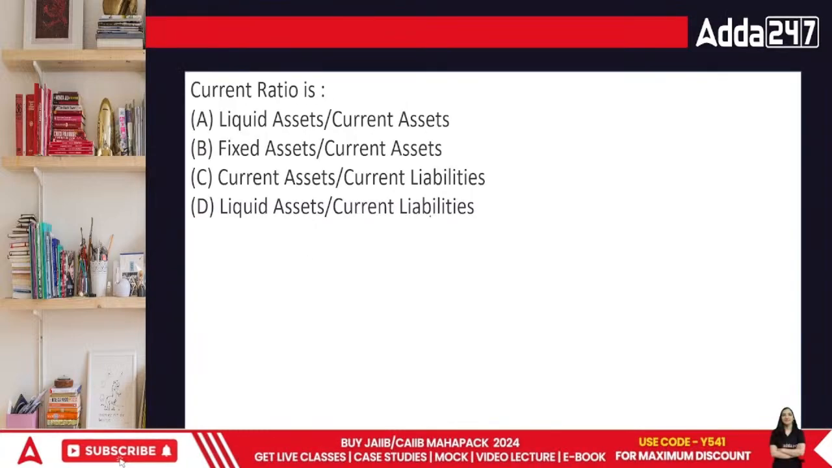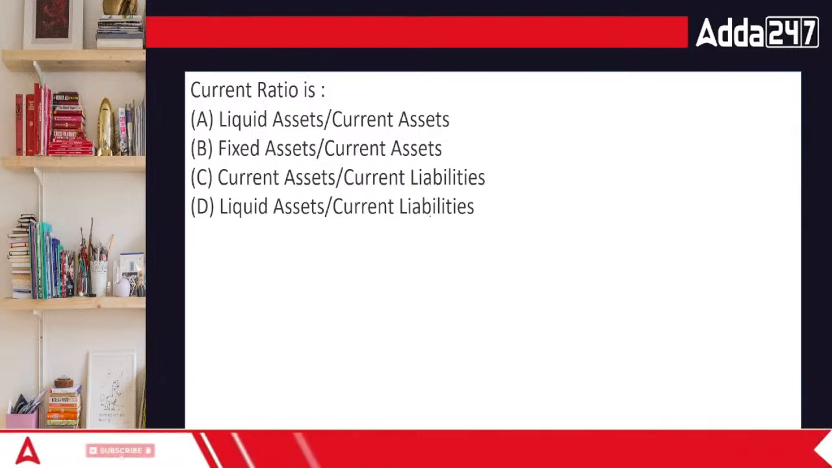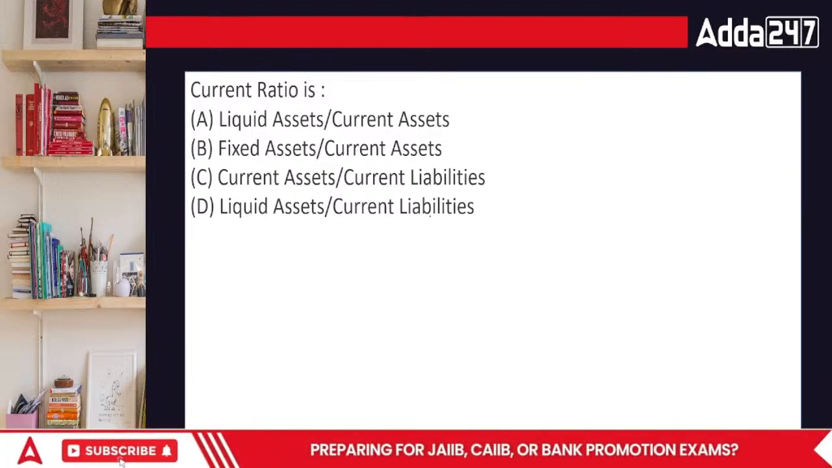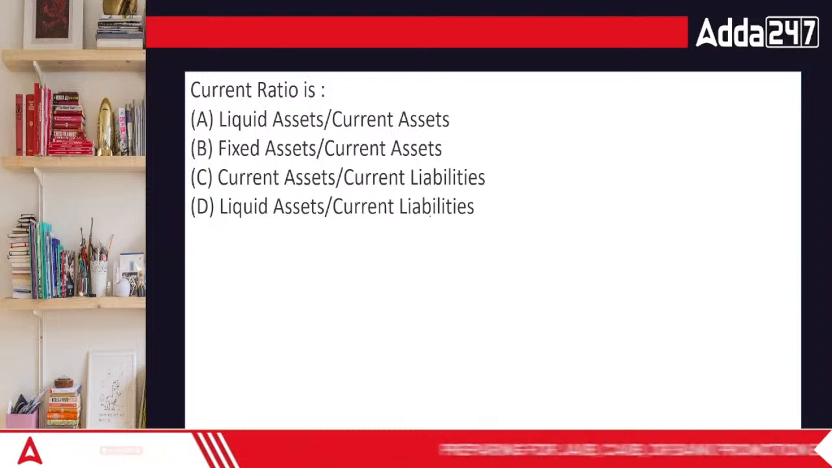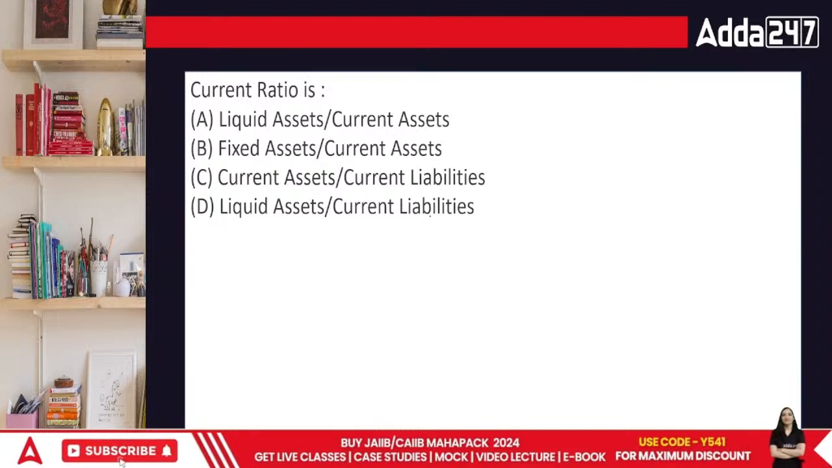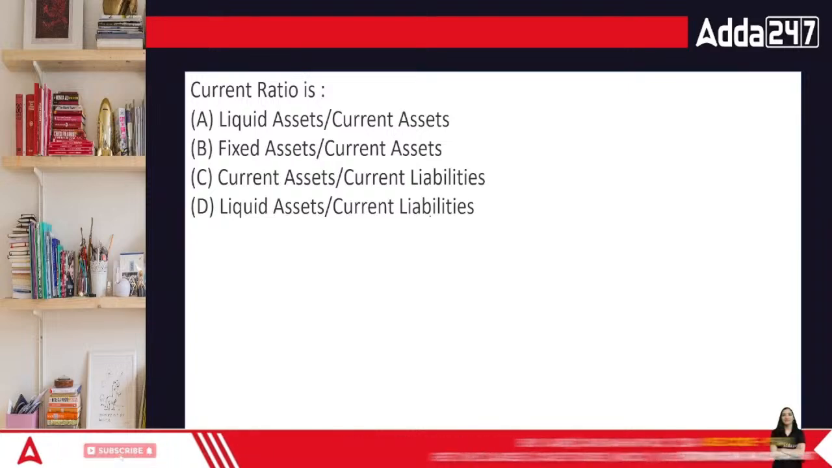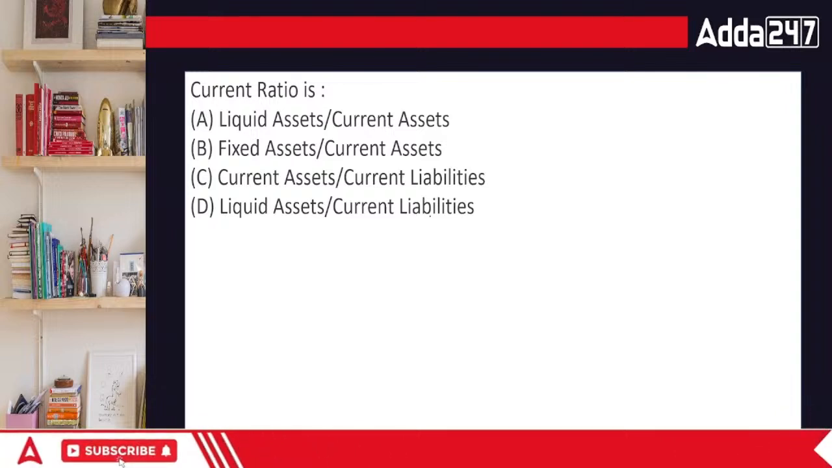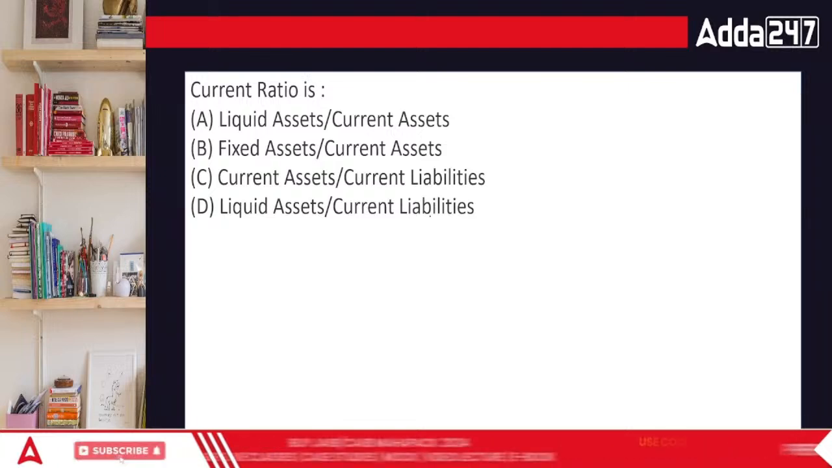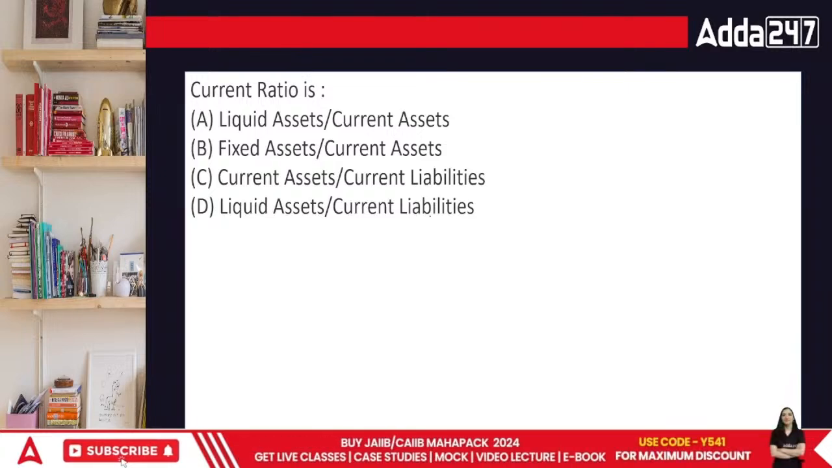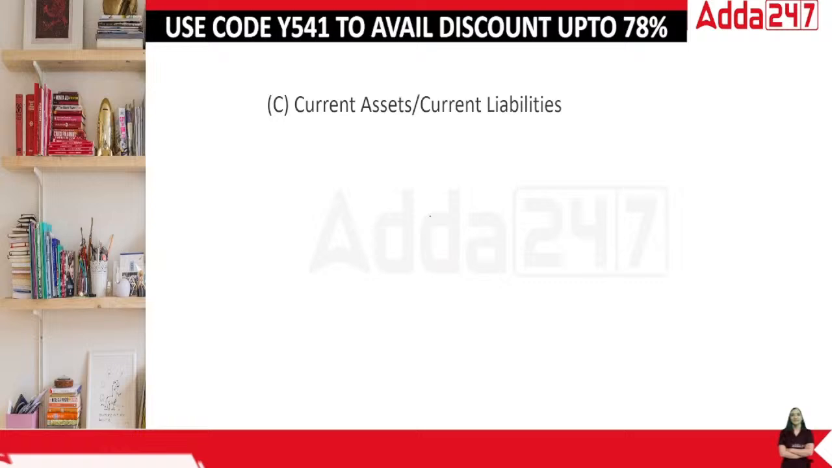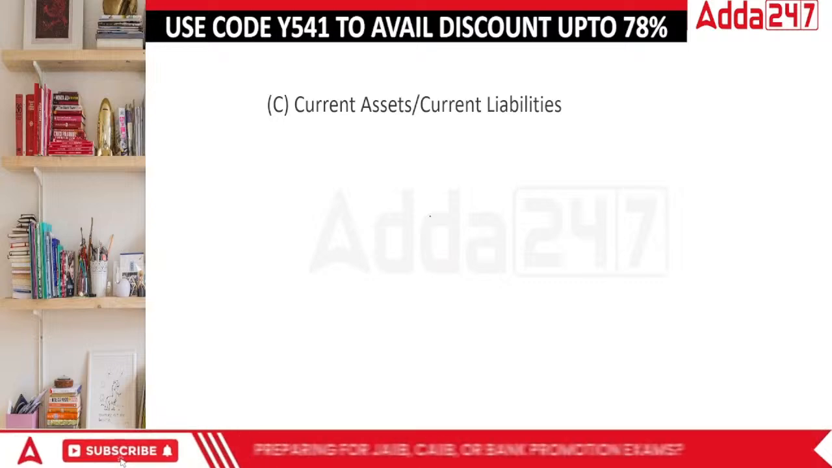Everyone, current ratio is a liquidity ratio. Current ratio is current assets upon current liabilities. So the correct answer in this case is C, that is current assets divided by current liabilities.